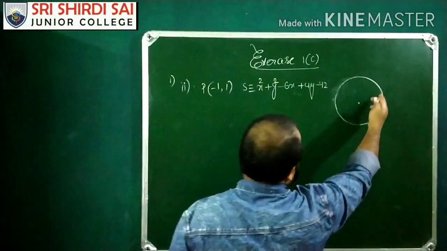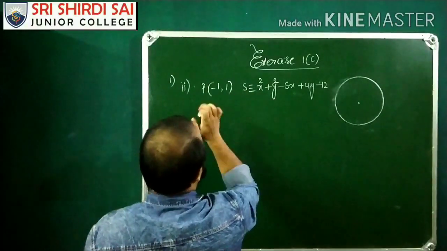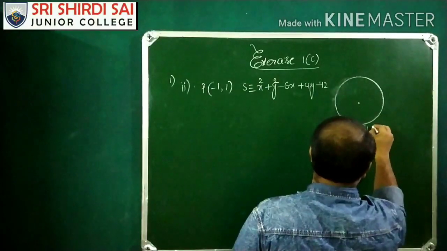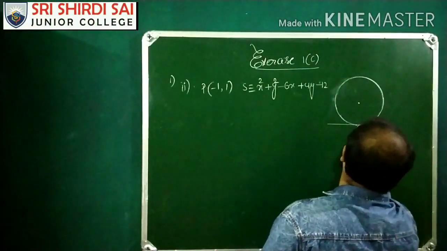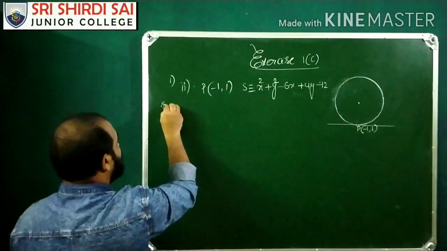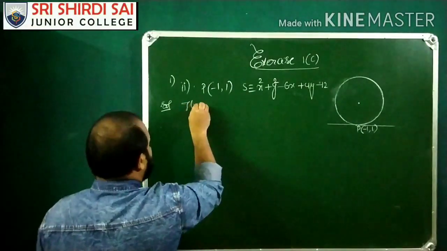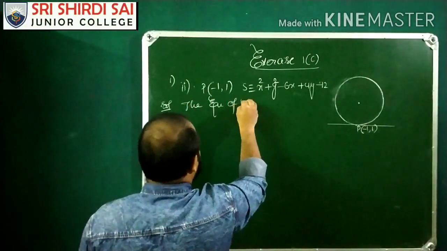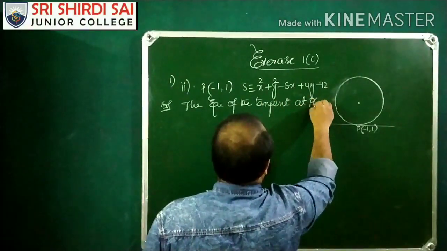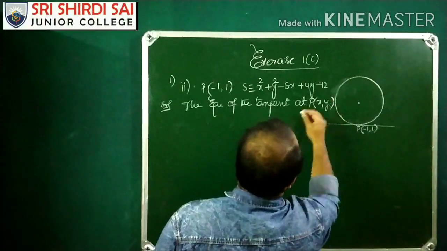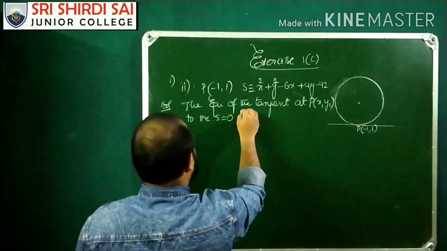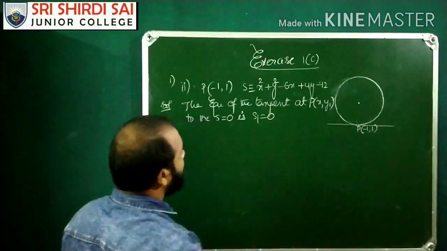So that means this is the circle given and this is P(-1, 1), and we are required to find out the equation of this tangent. Solution: the equation of the tangent at P(x1, y1) to the circle S equals 0 is S1 equals 0.